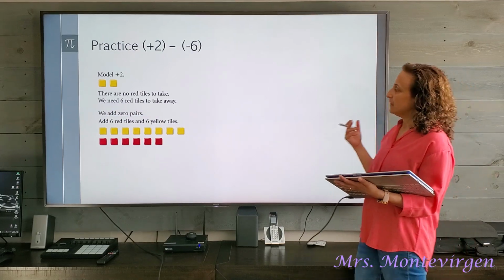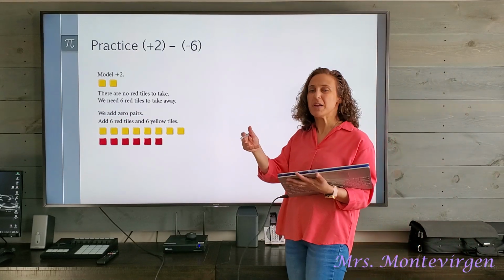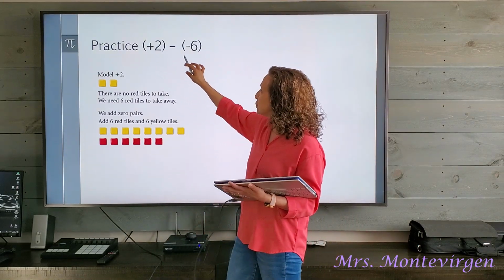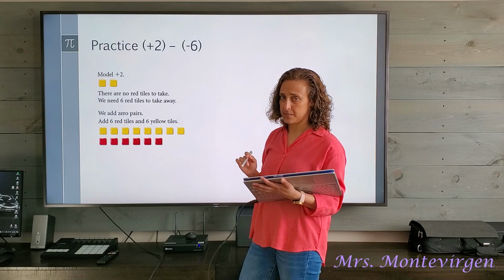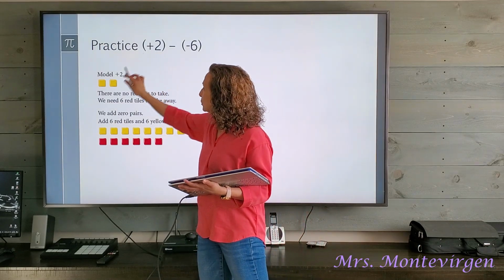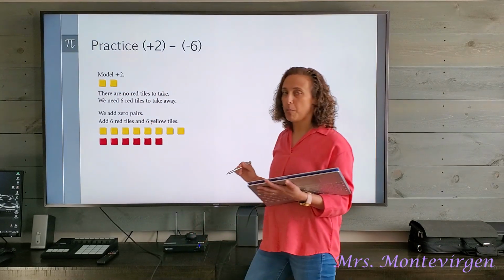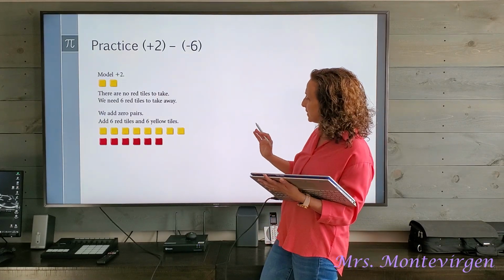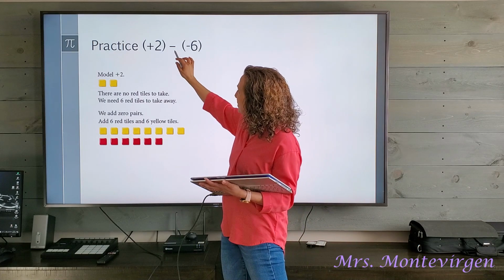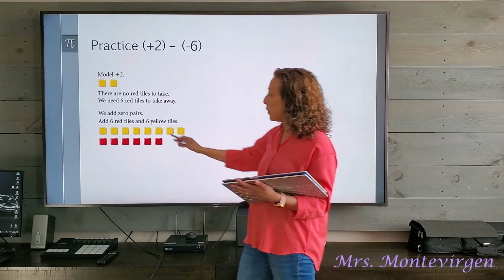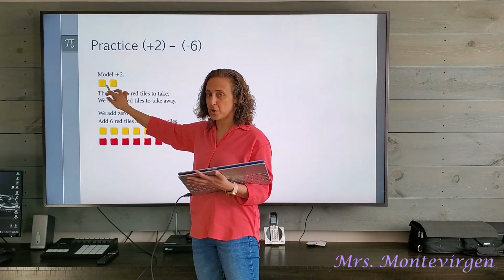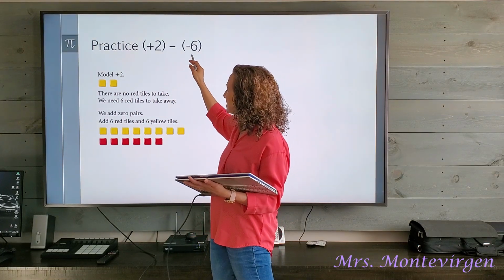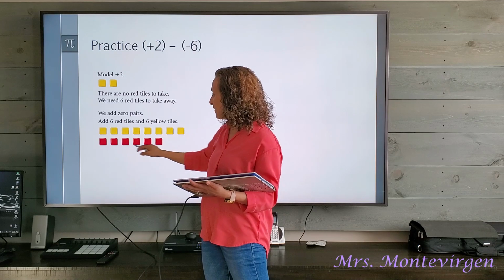Okay, they always say practice makes perfect, so let's make this perfect. So I have +2, take away -6. I'm going to model my +2. I have those 2 positive tiles. We've been doing this a while, so you guys are masters at this. Now I have to take away -6. Now I can't do this with my initial picture, so you know I have to draw 6 negative tiles, and that's what I've done here.